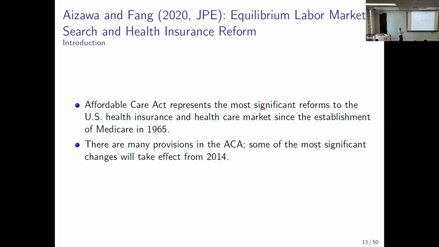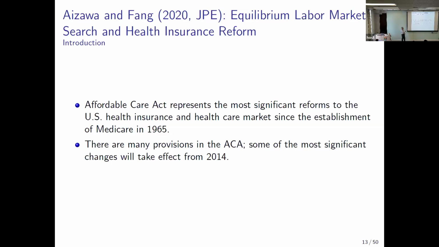The first one is published in JPE 2020, Equilibrium Labor Market Search and Health Insurance Reform. The health insurance reform that motivated our study is the Affordable Care Act, commonly known as Obamacare. I will explain what this reform is. This is the biggest reform after 1990 on healthcare in the U.S., after the introduction of Medicare in 1965. Medicare is the tax-financed public health insurance for the elderly, covering retirees older than 65.